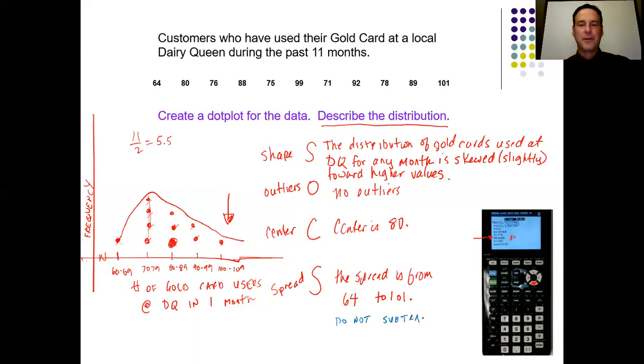And more importantly, big AP thing here, do not call this the range. Range is when you do subtract. So don't call this the range, because they'll mark that wrong.